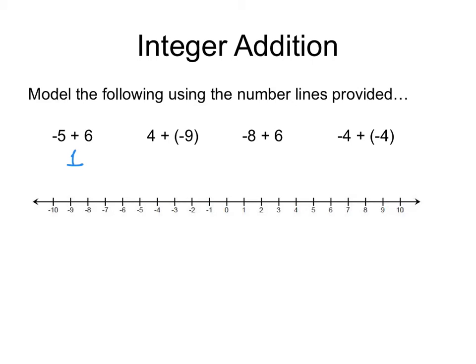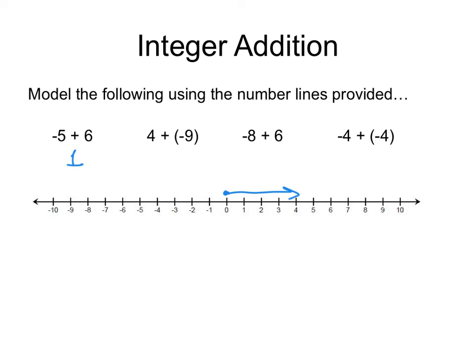Let's look at the next one. I have 4 plus negative 9, so I'll start at 0. And I'll go to positive 4. And then I'm going to add a negative 9, which means I'm going to go to the left 9 spaces. So 1, 2, 3, 4, 5, 6, 7, 8, 9. And I end up at negative 5. So 4 plus negative 9 is negative 5.